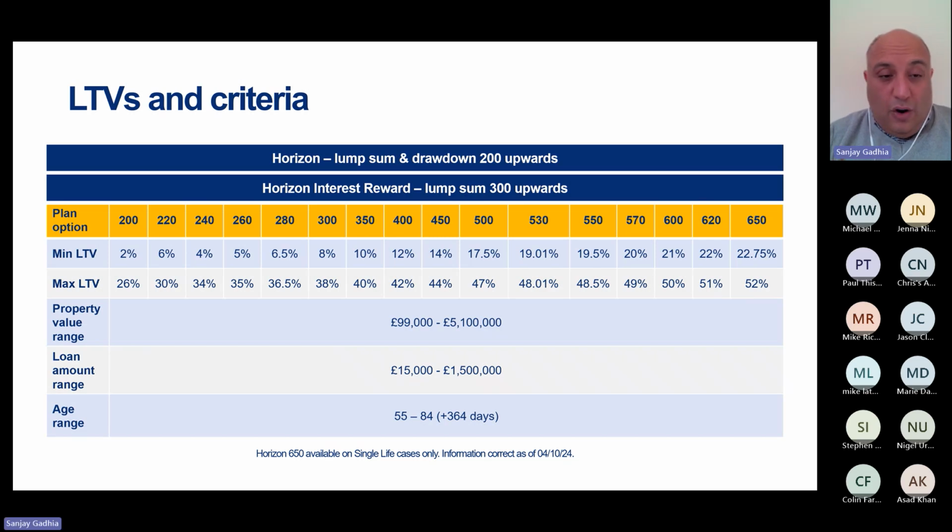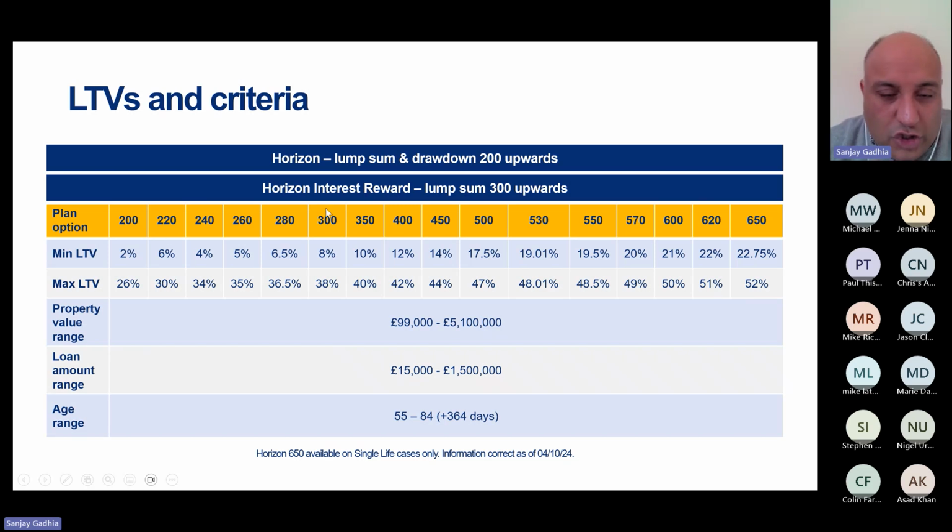So that's an overview of our product, our LTV, and the parameters that we have in place. The other thing I'd like to bring to light is our Horizon Interest Reward Plan. This was a new innovation that Standard Life Home Finance came to the market with in January of this year. It is only available as a lump sum plan. We do not offer it as a drawdown solution as of today.